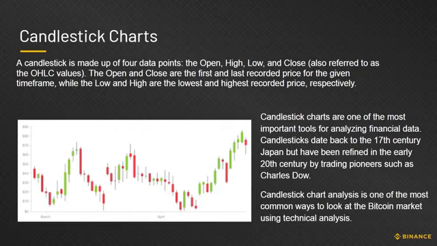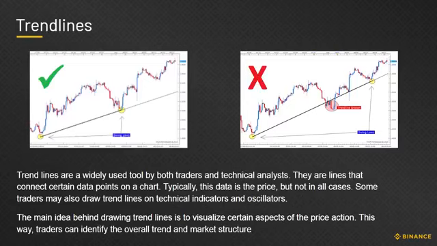So candlestick analysis is one of the most common ways to look at the Bitcoin market using technical analysis. So, trendlines. Trendlines are widely used tools by both traders and technical analysts. They are lines that connect certain data points. Typically, this data is the price, but not in all cases.